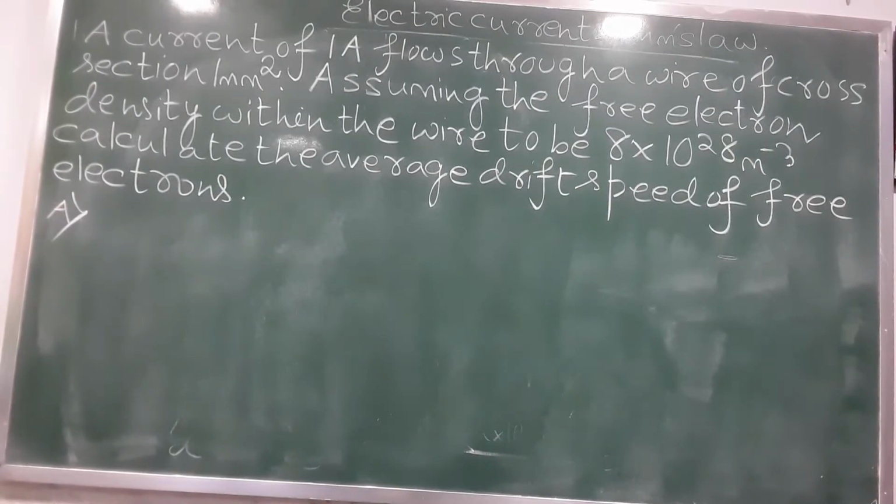A current of 1 ampere flows through a wire of cross section 1 millimeter square. Assuming the free electron density within the wire to be 8 into 10 to the power 28 per meter cube, calculate the average drift speed of free electrons.